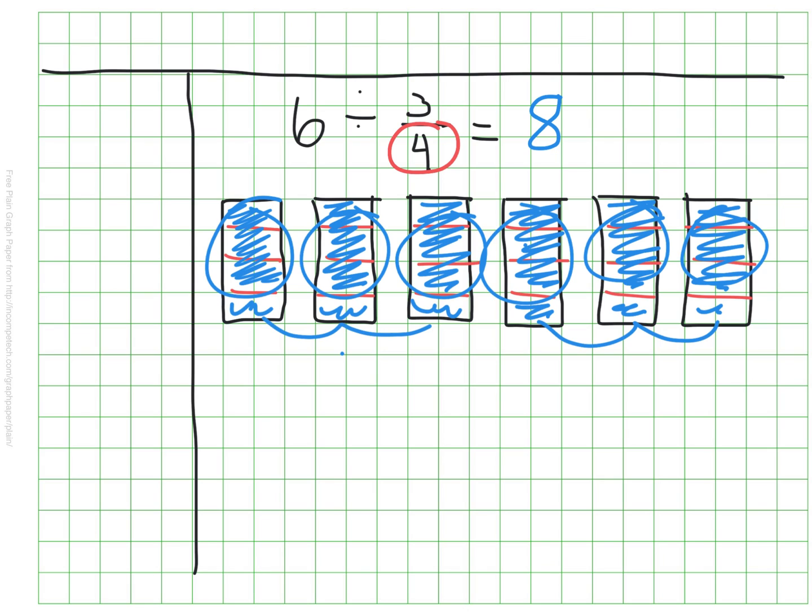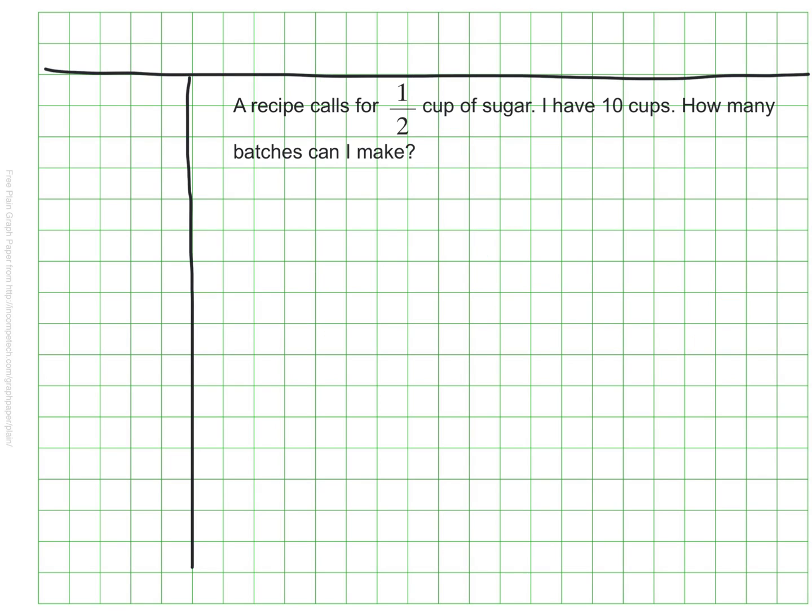Let's do another. This time, let's see how many halves there are in 10. I have the story problem that a recipe calls for a 1/2 cup of sugar. I have 10 cups. How many batches can I make? Right? So I want to figure out if I have 10 wholes, how many groups of 1/2 I have. So I can figure out my quotient. I can figure out how many times 1/2 goes into 10, and I can see how many times I can make my recipe.